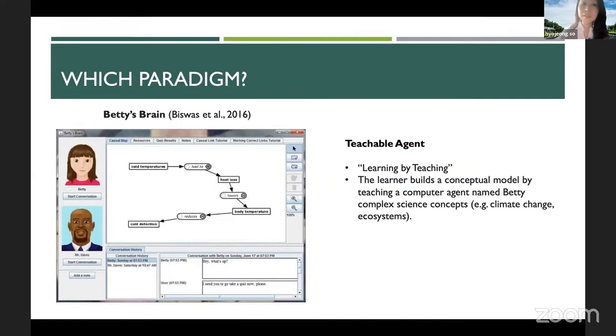And we have also seen Betty's Brain, which I really like as an example. They introduced this teachable agent. We learn most when we teach someone. So you have this agent called Betty, and you have to teach her very complex science concepts. By doing so, you learn a lot along the way. This is more like a paradigm two or paradigm three kind of design.